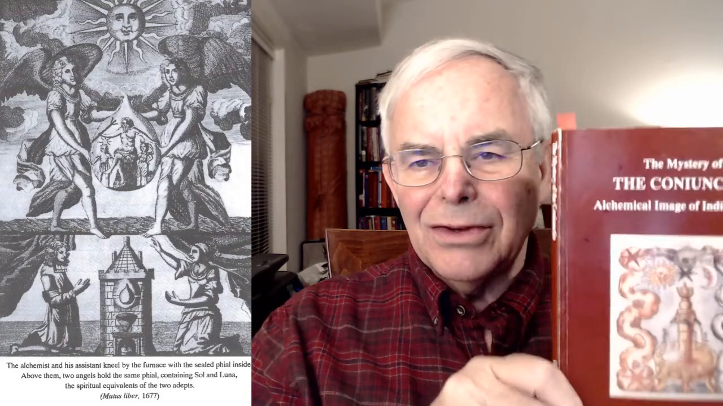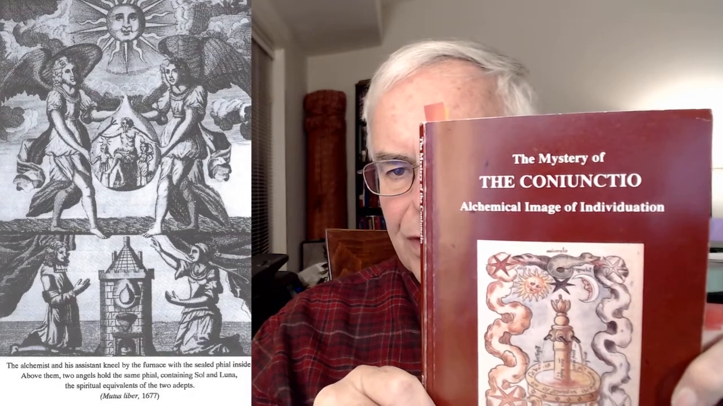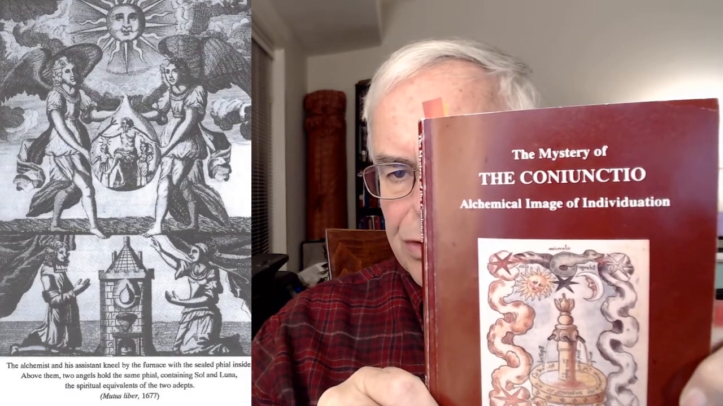Good evening. Tonight I'm going to be reading from The Mystery of the Coniunctio, Alchemical Image of Individuation, and I will be reading from the second section of this book. And in this second section, we're going to cover the 10 pictures from the Rosarium Philosophorum from 1550. This is an alchemical text, and so this will be about a 4-part reading.